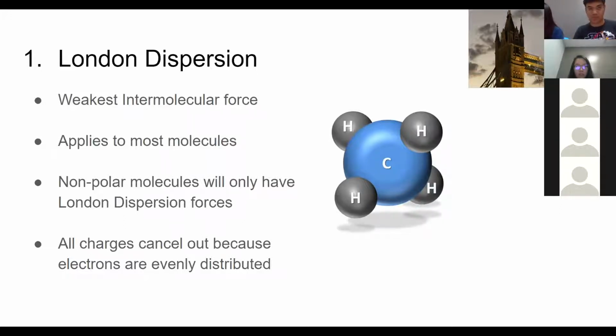Non-polar molecules will have only London dispersion as their intermolecular force, such as this methane over here to the side of us. And all the charges cancel out because electrons are evenly distributed. So, for example, think of CO2, you know that carbon is in the middle.